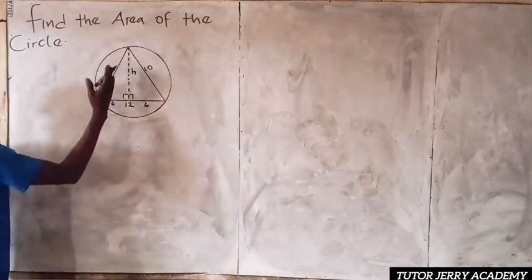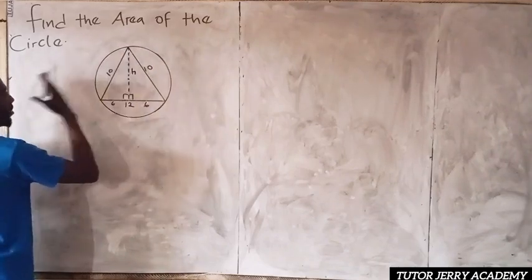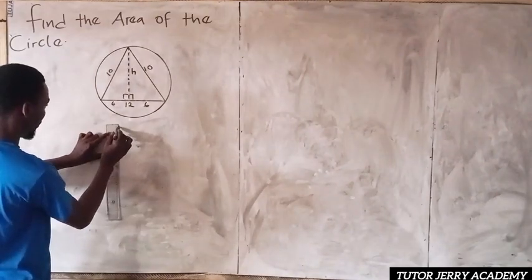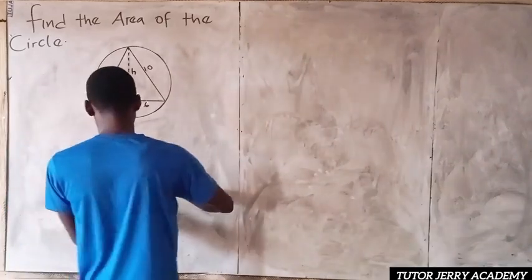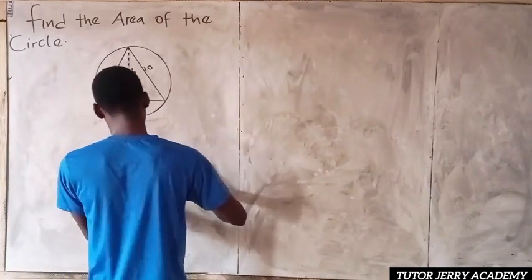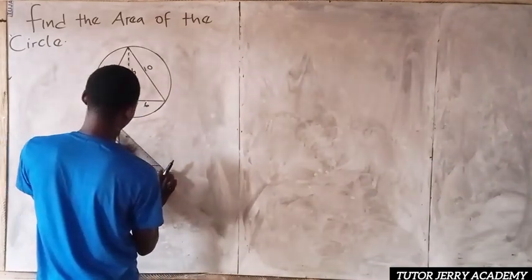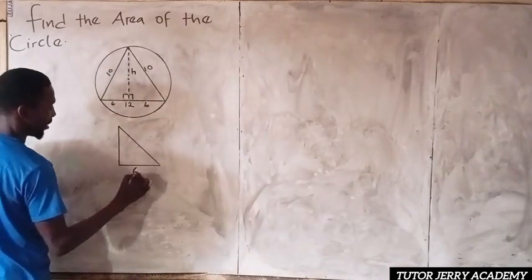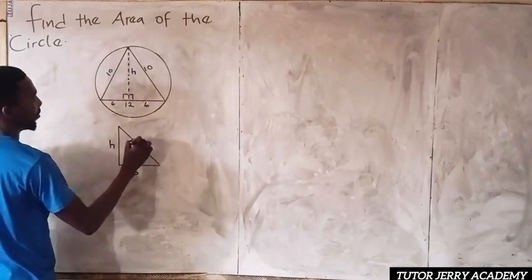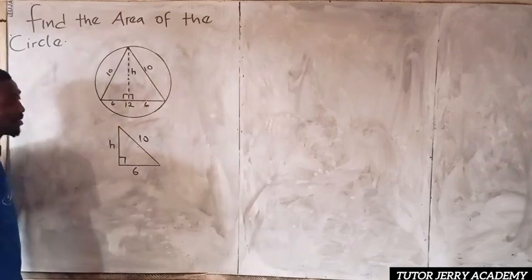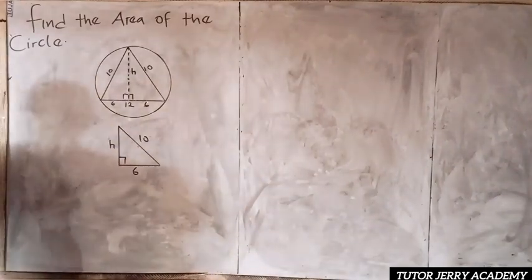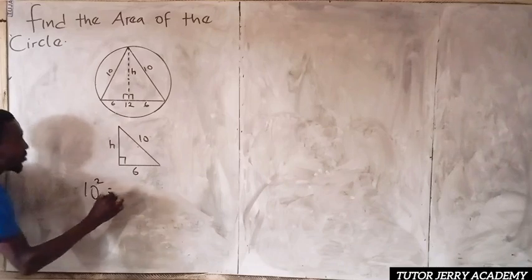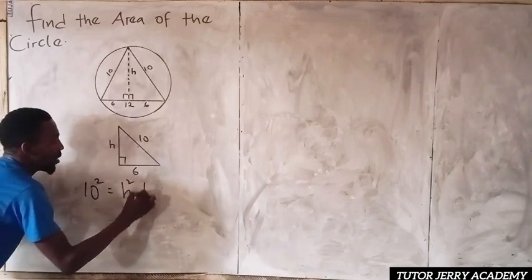Now if we consider either part of this triangle, we are going to have something like this. So it means we are going to have 6 here, 8 here, then 10 here. And this is our right angle triangle. So we are going to apply Pythagoras theorem, which says that 10 squared is equal to the sum of the two other sides, provided that they are all squared.